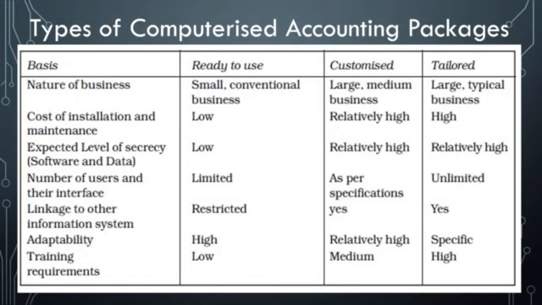When we talk about ready to use accounting software, the use of the software is limited to small scale or conventional businesses, and the cost is also low with a low expected level of secrecy. As the number of users and interfaces are limited, the linkage to other information is also restricted, and the adaptability is high, with a low training requirement because it is just for small businesses which do not require any kind of training. Then the customized accounting package is used in large businesses.